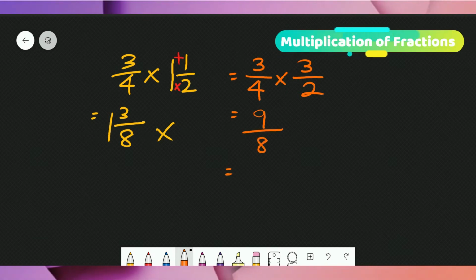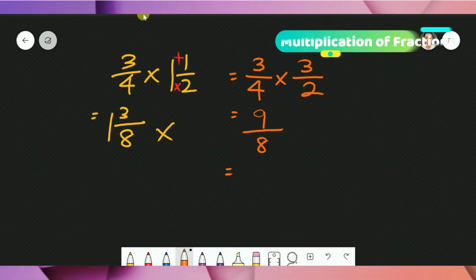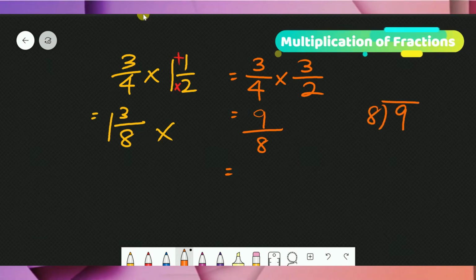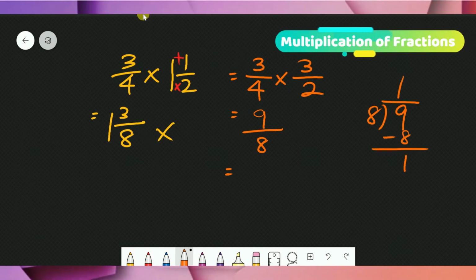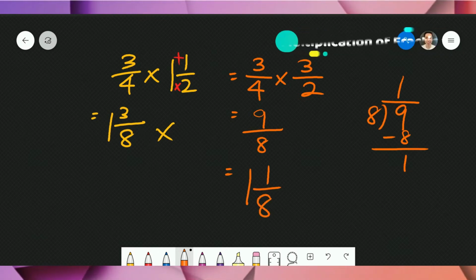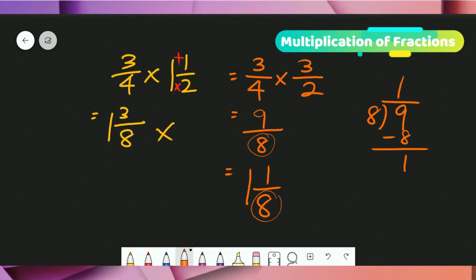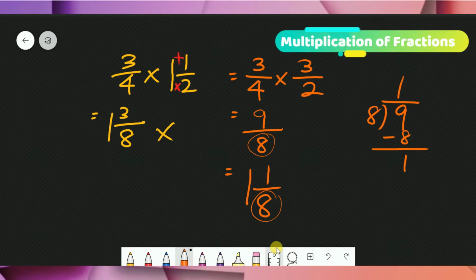But bear in mind, we cannot leave our answer in this form. We must leave our answer in mixed fraction if you get an improper fraction as your answer. So just take 9 divided by 8. We know that here we can put 1. Then we minus it, we get 1 here. So our answer is 1 whole and 1 over 8. Always remember, if your denominator is 8 here, here must be 8 also. This one you can bear in mind. Alright, it's pretty simple, right? So far so good, yeah?